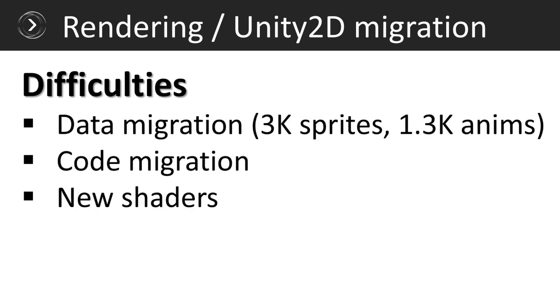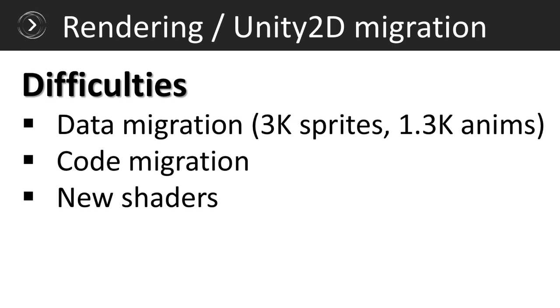But we faced some difficulties. The first one was about the data migration. We had a really hard time finding how to do it. Some parts of the documentation were missing, for the sprite structures, for instance. So we had to do a lot of hacking of Unity, like modifying the meta files of the different textures. So it was a lot of work. We couldn't do it by hand because we had 3K sprites and a little bit more than 1K animations. So we had to automate it.